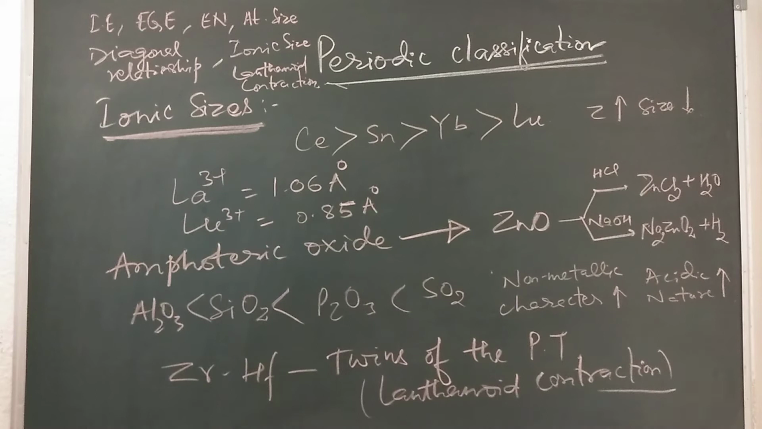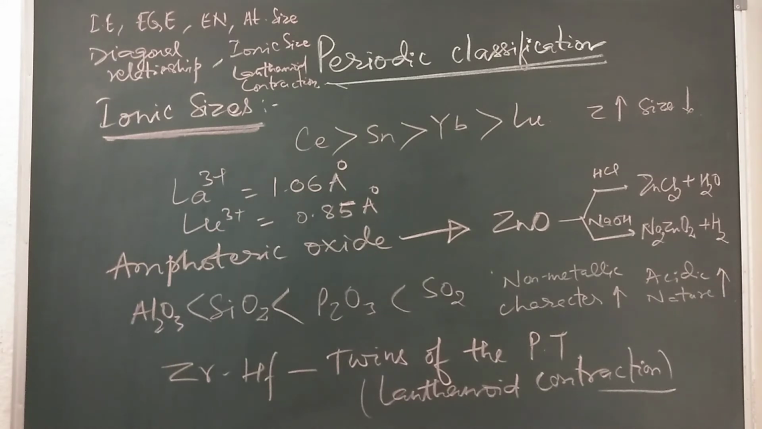Next, for 2 years they have asked about amphoteric oxides. Zinc oxide is an amphoteric oxide. Amphoteric oxides are those oxides which react with acids as well as bases. Zinc oxide reacts with HCl to form zinc chloride plus water, and zinc oxide reacts with sodium hydroxide to form sodium zincate plus hydrogen gas. One important question they have asked is to arrange oxides in increasing acidic strength. As the non-metallic character increases, the acidic nature also increases. So you can see that alumina being an amphoteric oxide, then silica, P2O3 and SO2, the acidic strength increases as non-metallic character increases.